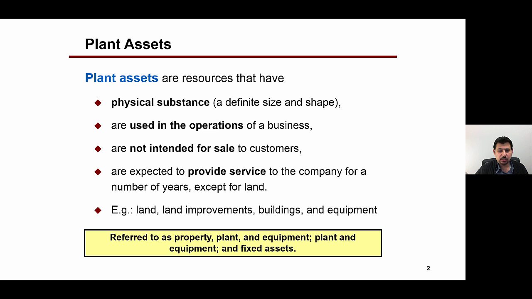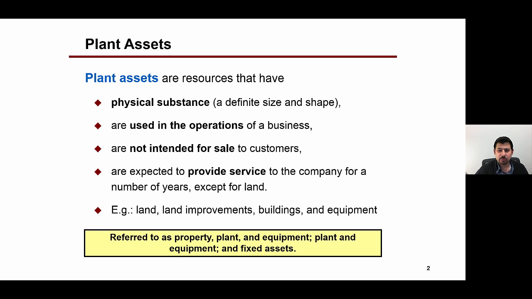So let's take the example of a truck. If the company purchases a truck to deliver products, this is equipment, this is PPE, and it is used in business activities such as delivery and shipping. On the other hand, if the company invests in purchasing and selling trucks, if that truck is not used for delivery, then it is not considered as plant assets.